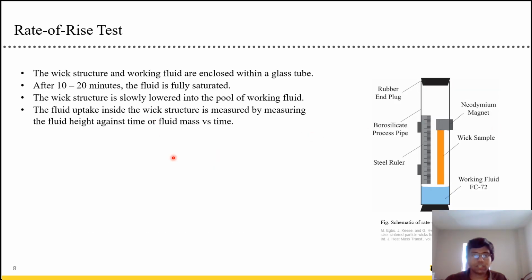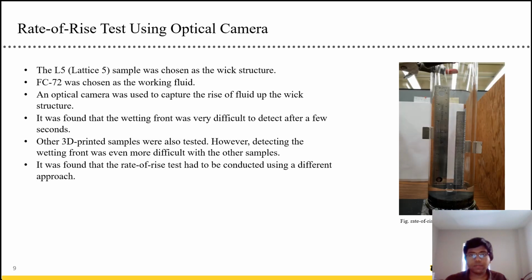This is the actual experimental test setup. You have a glass tube, you have the wick structure, and you have the working fluid. We just wait for 10 to 20 minutes until the wick is fully saturated, and then you slowly lower the wick structure into the working fluid and measure how fast the fluid rises up the wick structure.